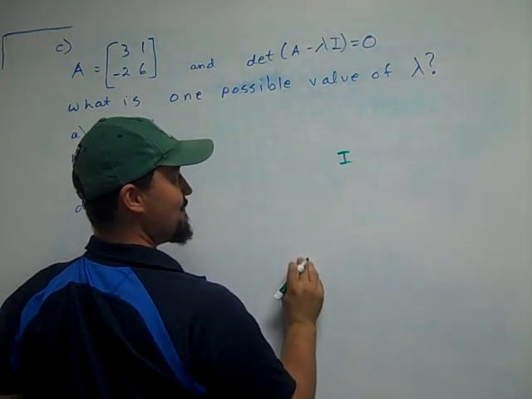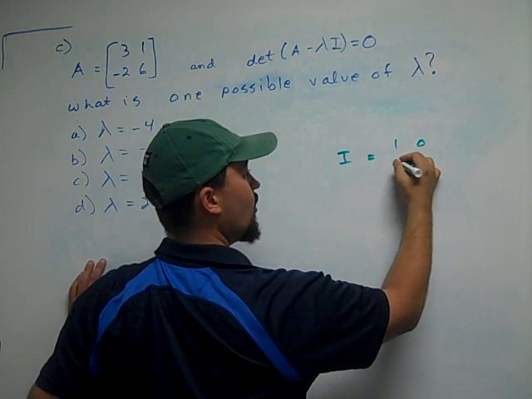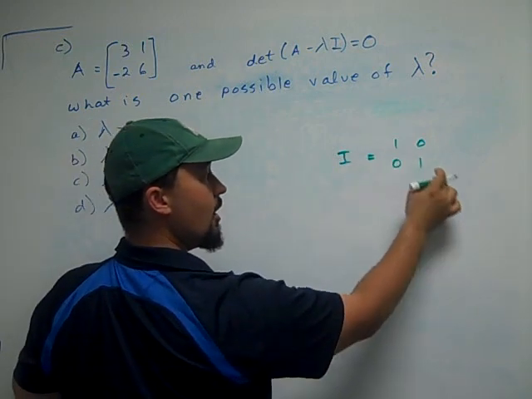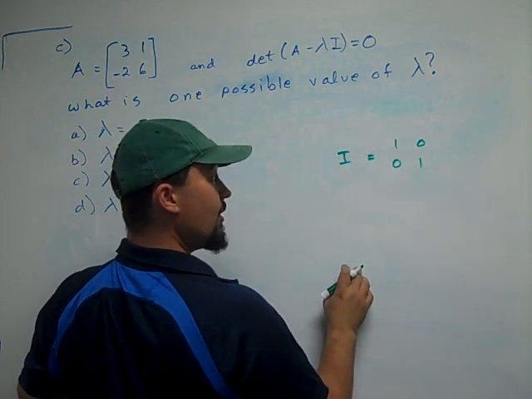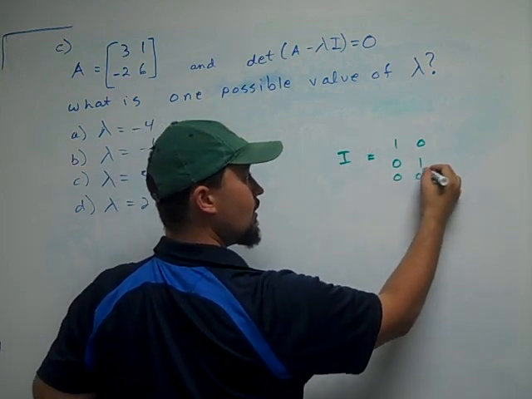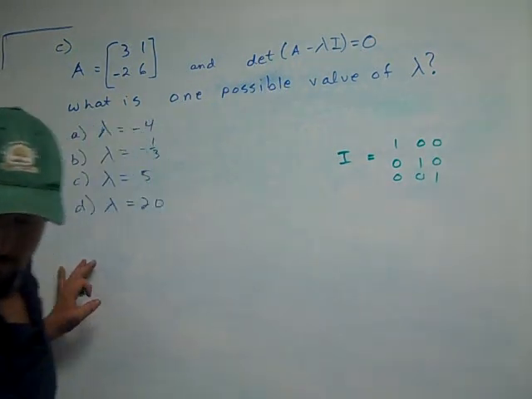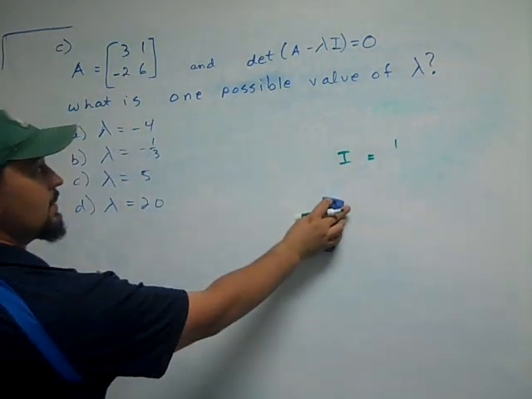Identity matrices of the 2 by 2 form follow the structure 1, 0, 0, 1. You're always going to have a string of 1s in a diagonal fashion in this way. If it were a 3 by 3, it would follow this structure. A 1 by 1 would just be a 1 right there.